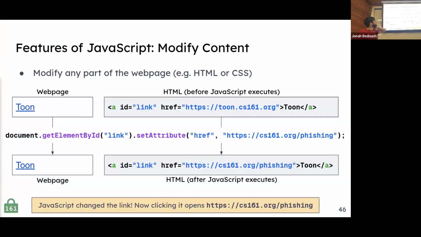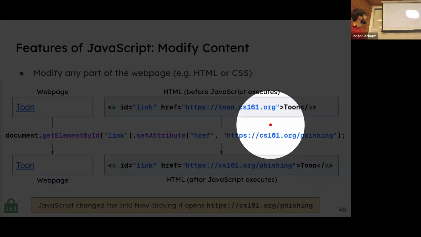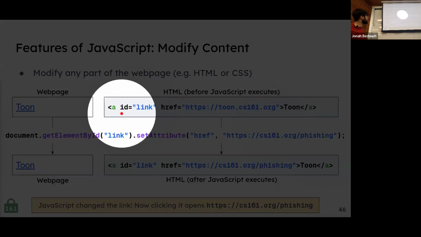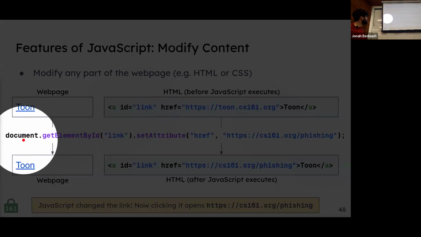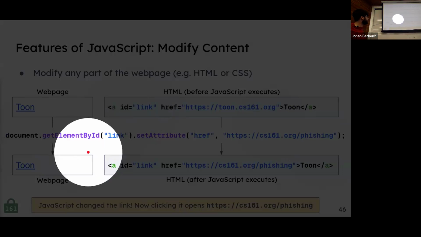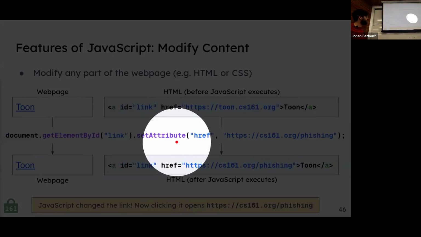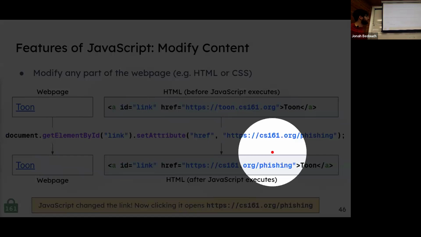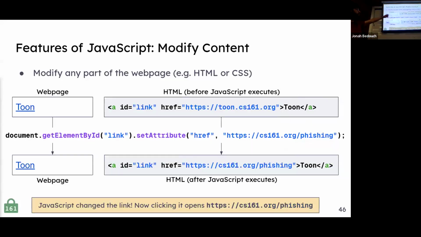Some features of JavaScript. We can modify any content on the page. So here's an example. We see here that we have a link whose ID is link. We can run this JavaScript. We can get any element with the ID link, and we can set its href attribute to some other website. And after this code runs, we see that our link went from pointing at tune.cs161.org to cs161.org/phishing.